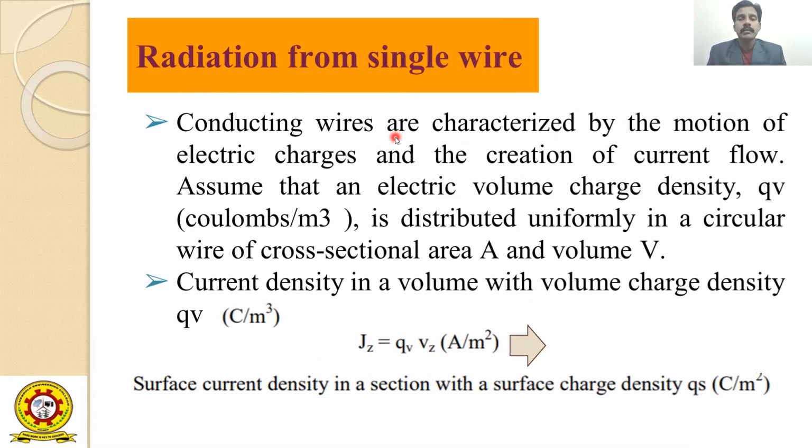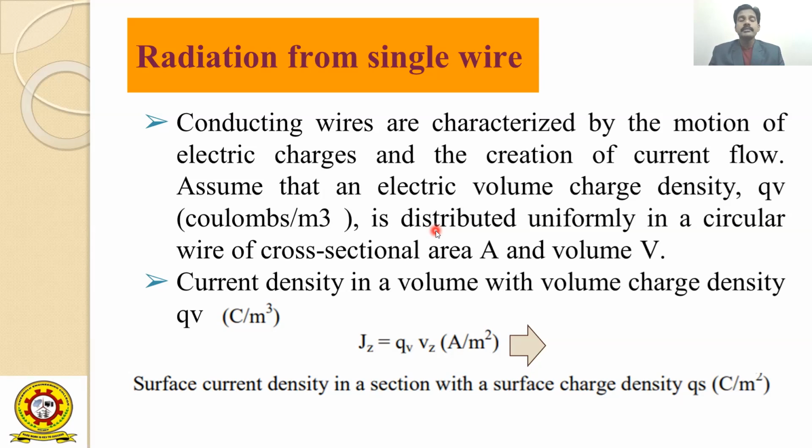When you are creating an accelerating current, you estimate the volume charge density, which equals charge multiplied by velocity, in coulombs per meter cubed, distributed uniformly throughout the cylindrical wire. That cylindrical wire has cross-sectional area A and volume B. With these parameters, current density will automatically develop across that material. Why? Because the material is a conductor, so conduction current density is automatically produced with the volume charge density.